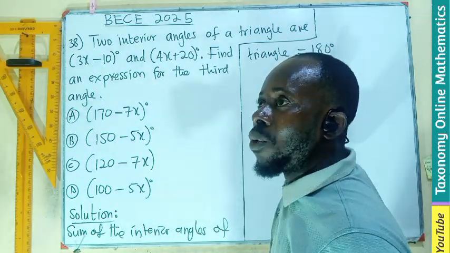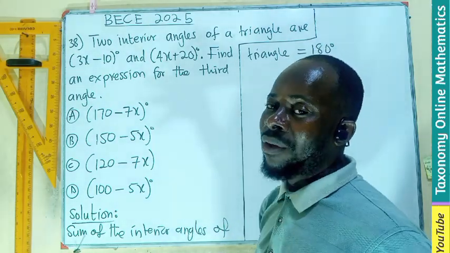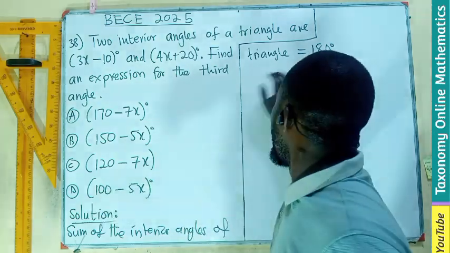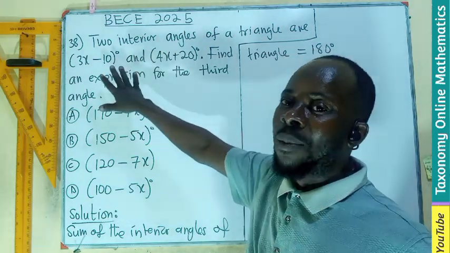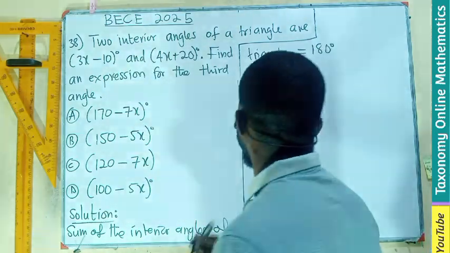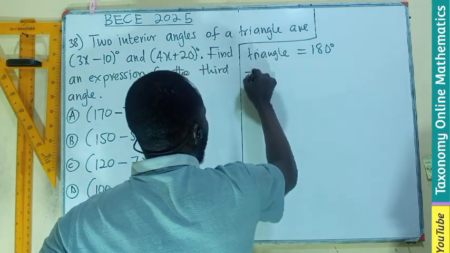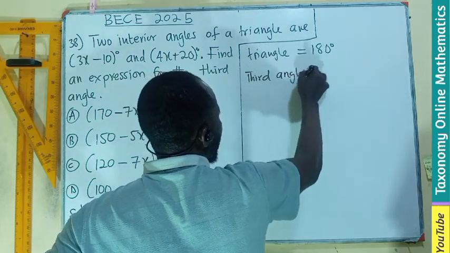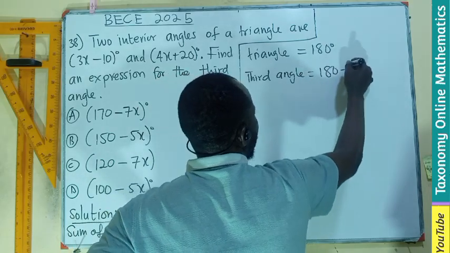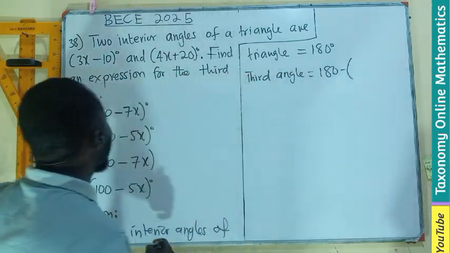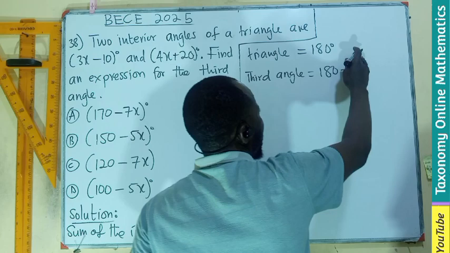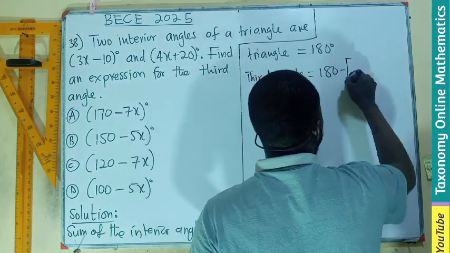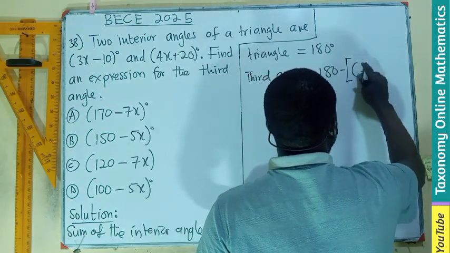That could also mean that the third angle we are looking for is equal to 180 minus the sum of these two angles. So I can only say that the third angle is going to be 180 minus the sum of these two angles. Let me pick it this way. Let's start from the top.